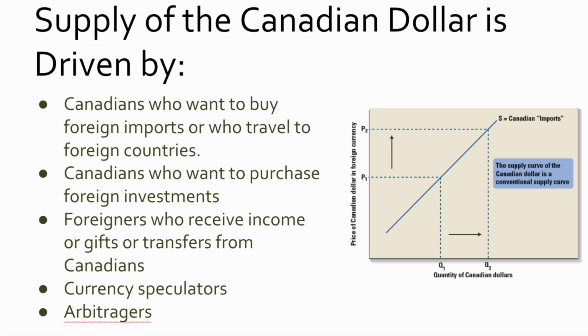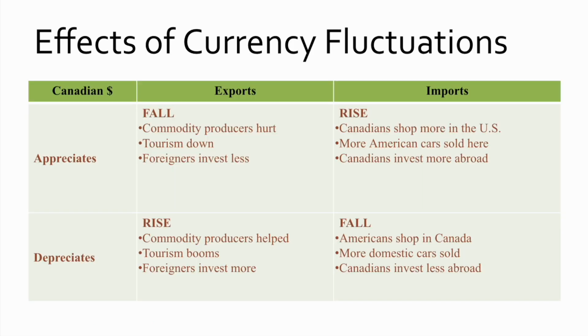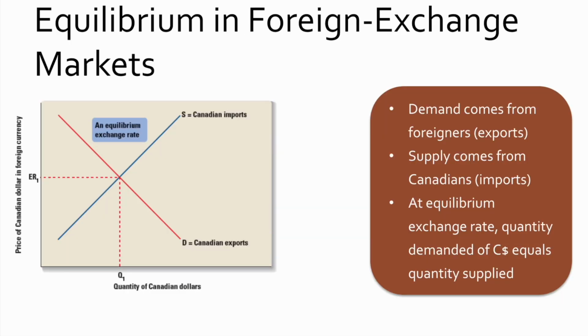We have there the basic supply curve, and you will see that as the quantity of Canadian dollars goes up, the price of Canadian dollars in foreign currencies goes up. So this little chart here is a good summary of what happens to the Canadian dollar under various scenarios. Equilibrium in foreign exchange is when the supply and demand curves interact, no different than what we've seen previously. And you can see that you'll get an equilibrium point. So demand comes from foreigners, exports, supply comes from Canadians. At equilibrium, the exchange rate, which is the quantity demanded in Canadian dollars, will equal the quantity supplied.